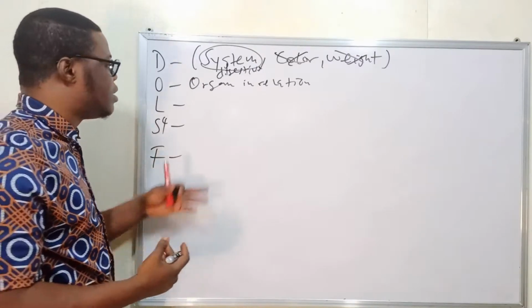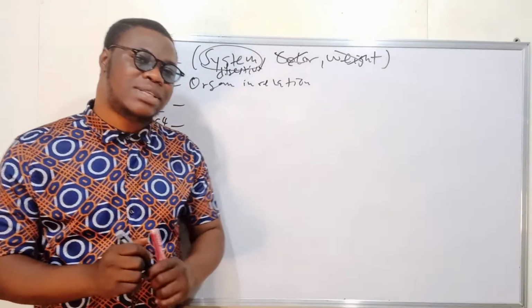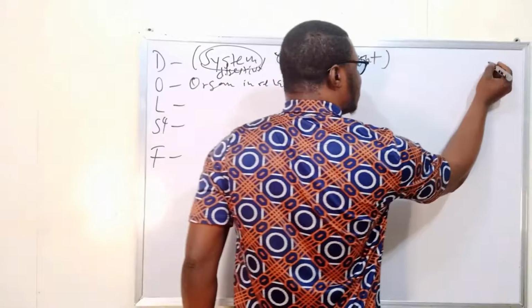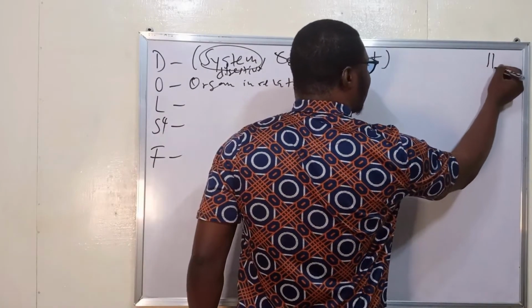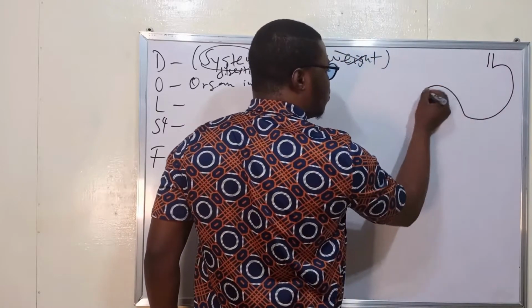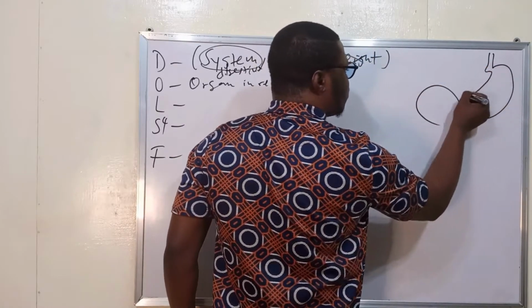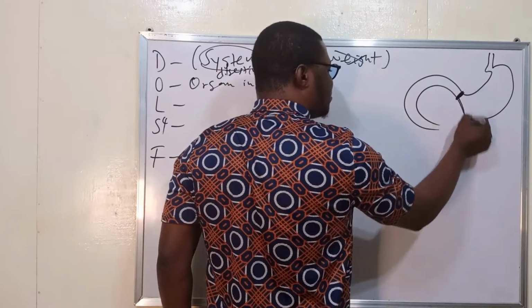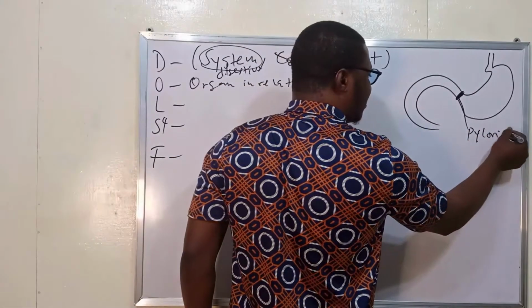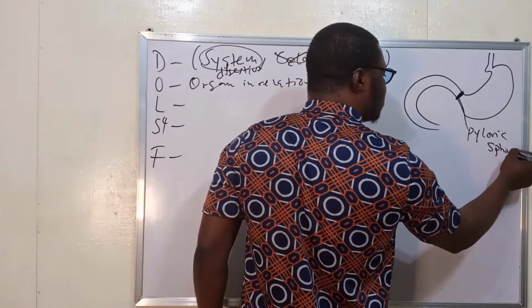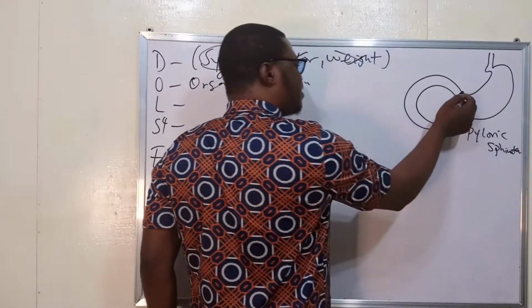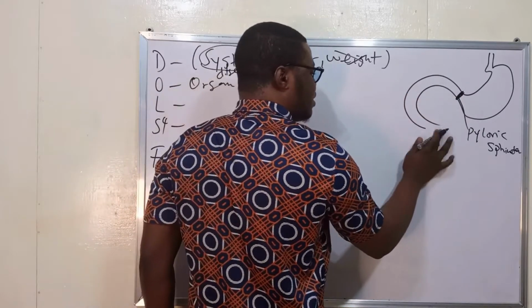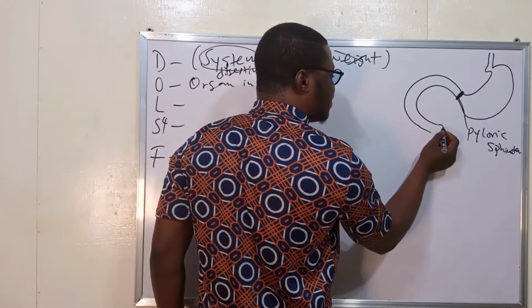What's the meaning of that? For this, you can start by saying it extends from where? From the pyloric sphincter of the stomach. So if this is the stomach right now, we know that in this part we have the pyloric sphincter. The small intestine, this is the C-shaped duodenum. It starts from here. That is the duodenum, the first part of the small intestine.